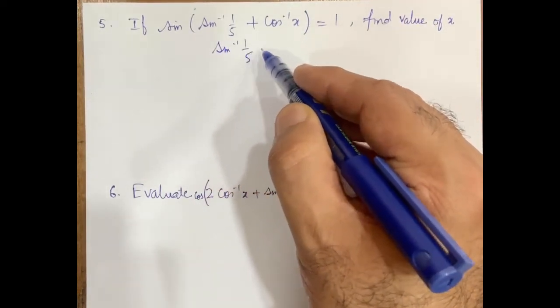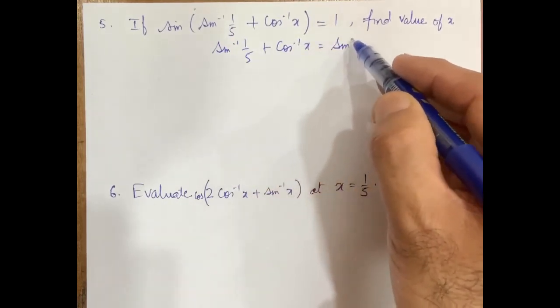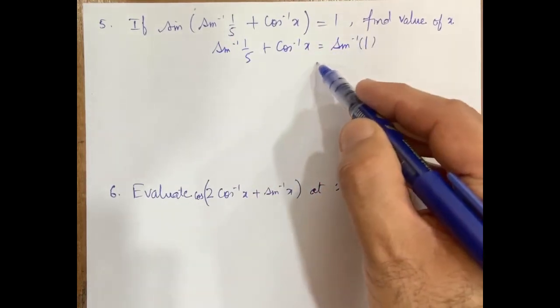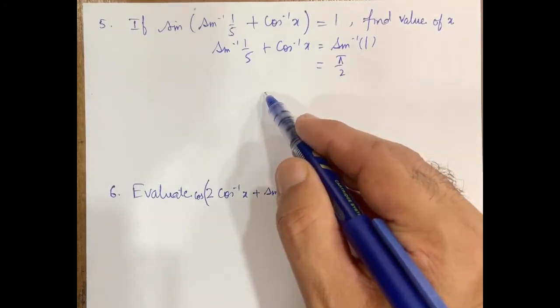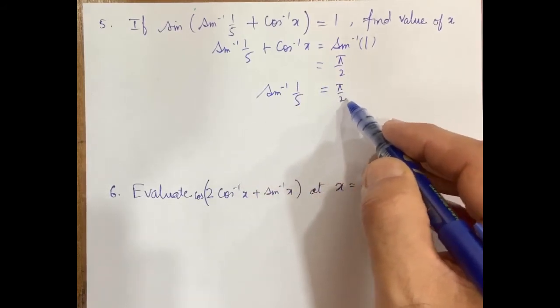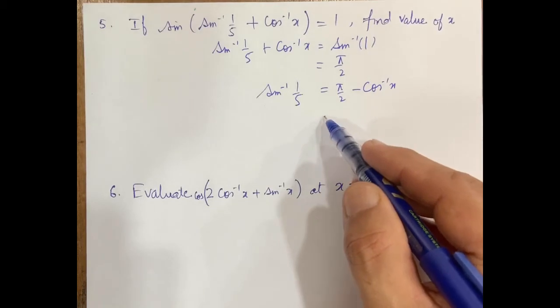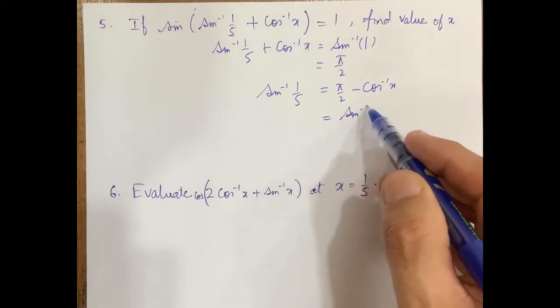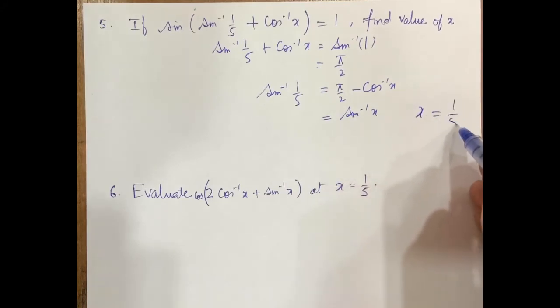We have to find value of x for this equation. Sin inverse of 1 by 5 plus cos inverse of x, this can be written as sin inverse of 1, and sin inverse of 1 is pi by 2. So this gives us sin inverse of 1 by 5 as pi by 2 minus cos inverse of x. Pi by 2 minus cos inverse of x is sin inverse of x. Comparing, we got x is equal to 1 by 5.